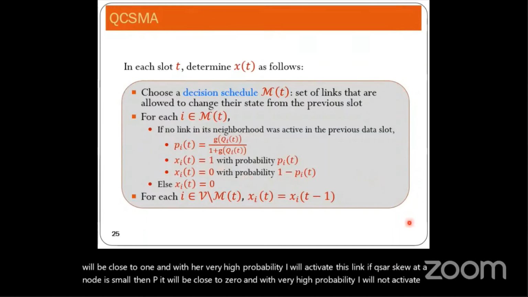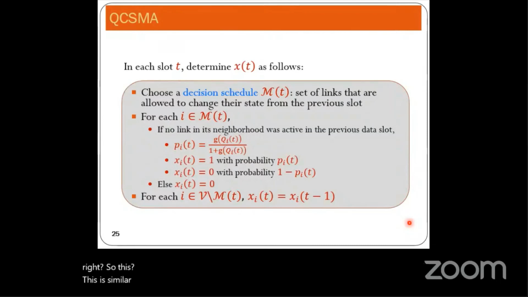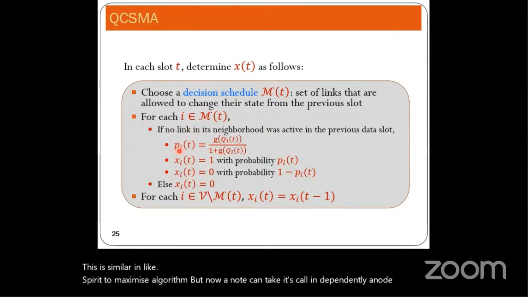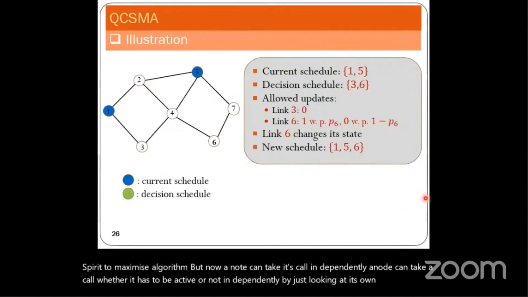So this is similar in spirit to max-weight algorithm, but now a node can take its call independently. A node can take a call whether it has to be active or not independently by just looking at its own queue length. Here is an illustration.